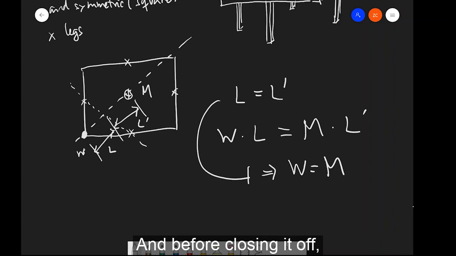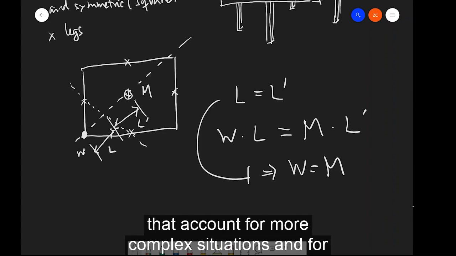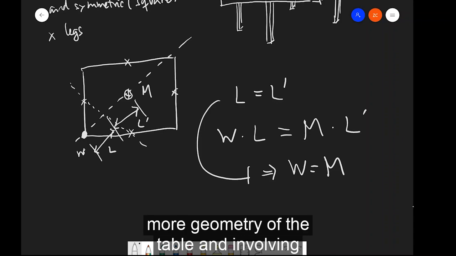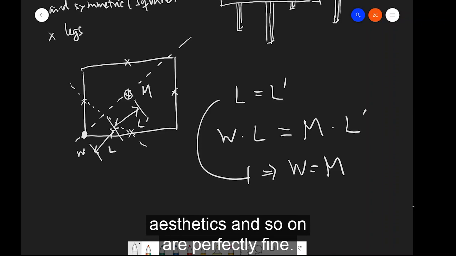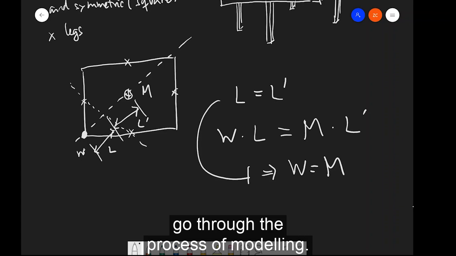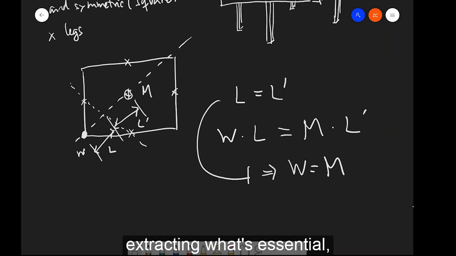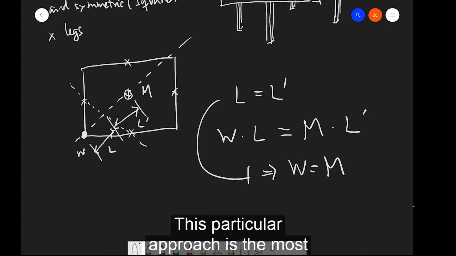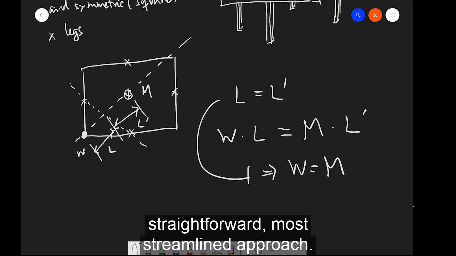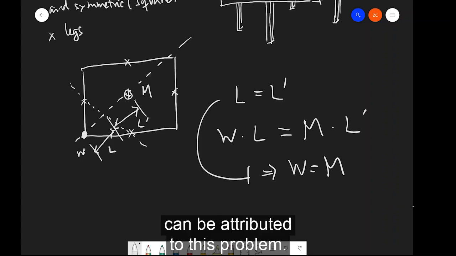And before closing it off, I'd just like to remind you that any other solutions that account for more complex situations and for more geometry of the table and involving more details about the physics and the statics and so on are perfectly fine. The important step here, the important lesson, is that you go through the process of modeling. You go through the process of digesting the information, extracting what's essential, and then formulating a problem. This particular approach is the most straightforward, most streamlined approach, and as such, it misses a lot of the components of reality that can be attributed to this problem.